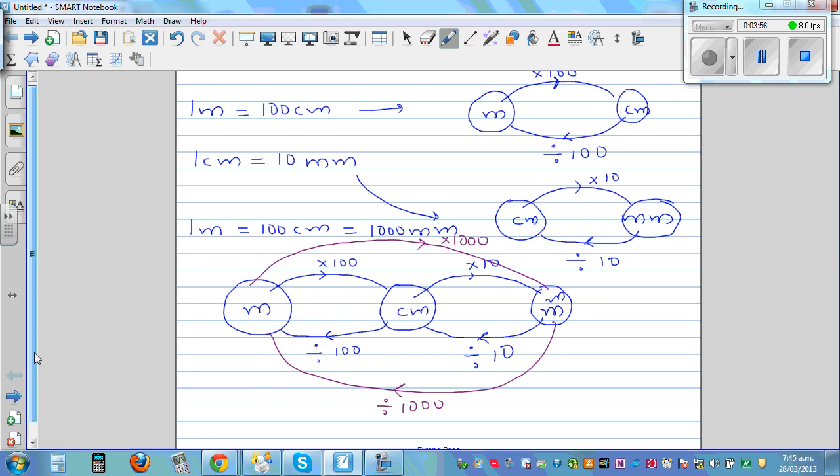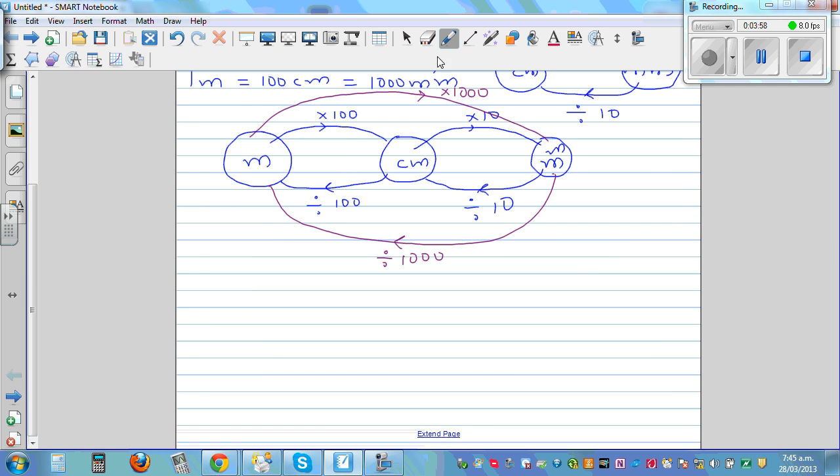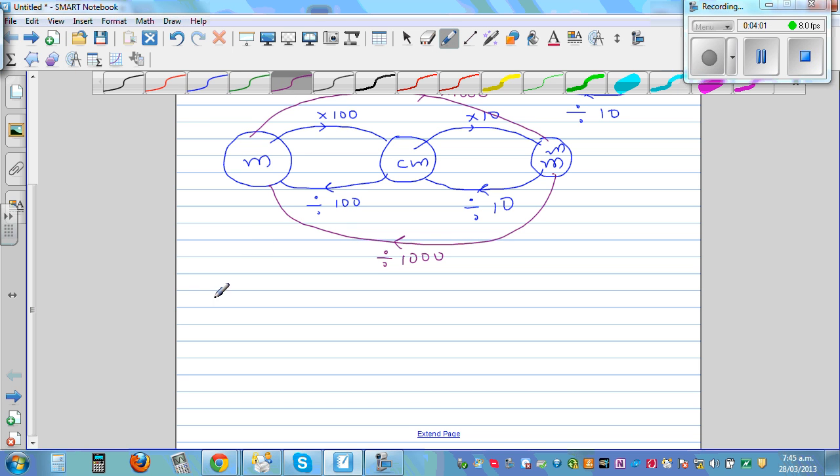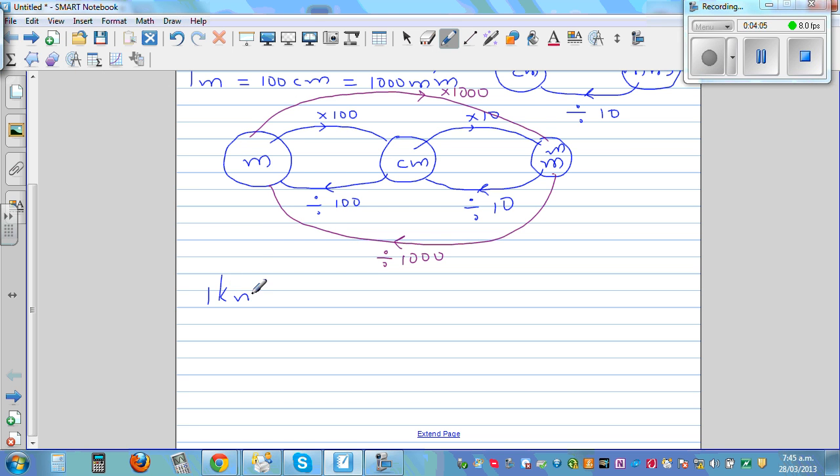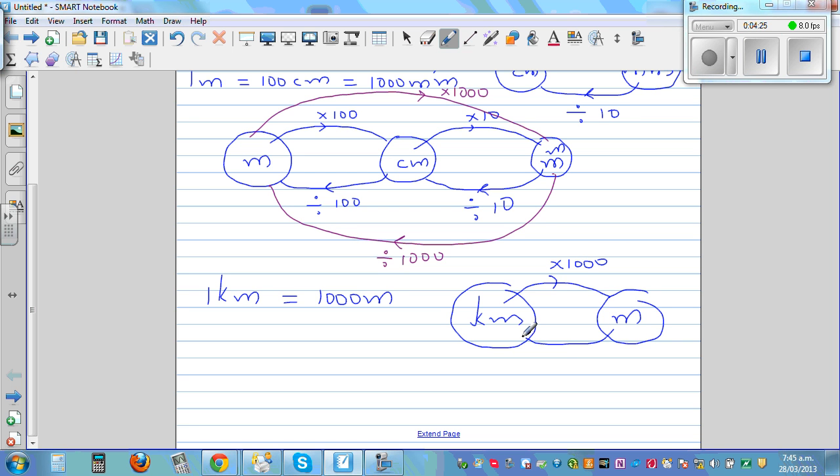Okay, and finally, what do you know? You know that 1 kilometer is 1000 meters. So from kilometers, if you want to change into meters, what should you do? From kilometers to meters, you times it by 1000. And from meters to kilometers, you divide by 1000.